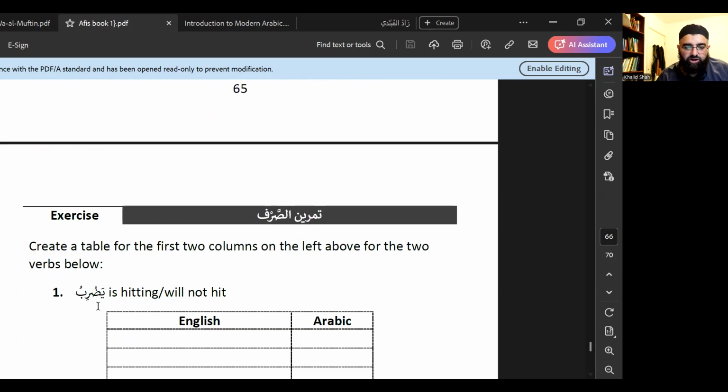Then you have to do the same thing. Make a table for yadribu. Daraba yadribu. Daraba is a past tense. Now you have to do 14. Yadribu, yadribani, yadribuna, tadribu, tadribani, yadribna, up till the end with the translation. He is hitting or will hit. Tamrinu sarf means exercise of sarf.